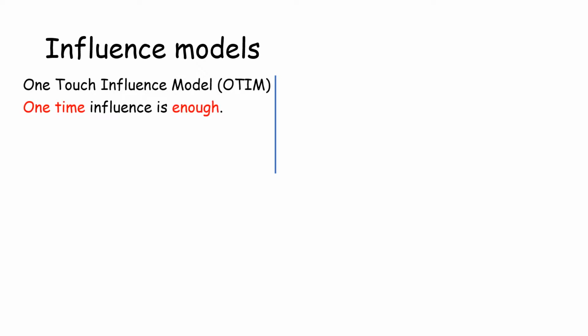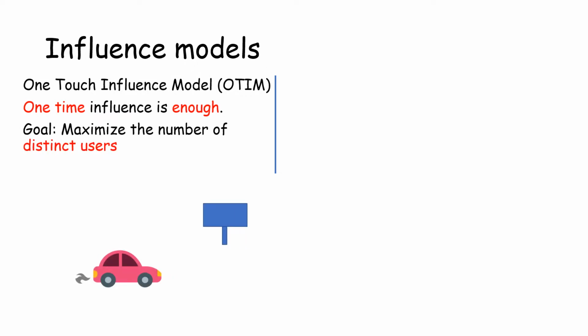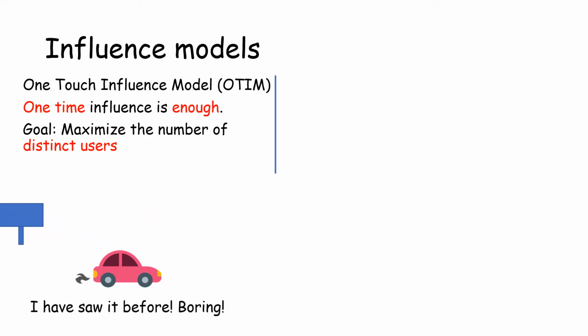The first one is OTIM. We assume that a one-time influence of the billboard on an audience is enough. Our goal is to maximize the number of distinct users. In this model, an audience will be influenced after seeing the advertising once. It will be counted as an overlap if this audience is influenced by more than one advertising.